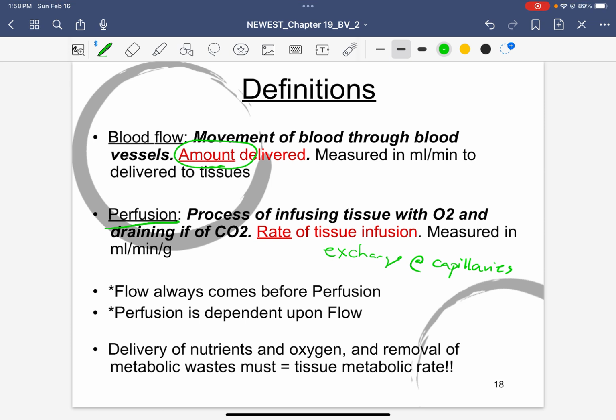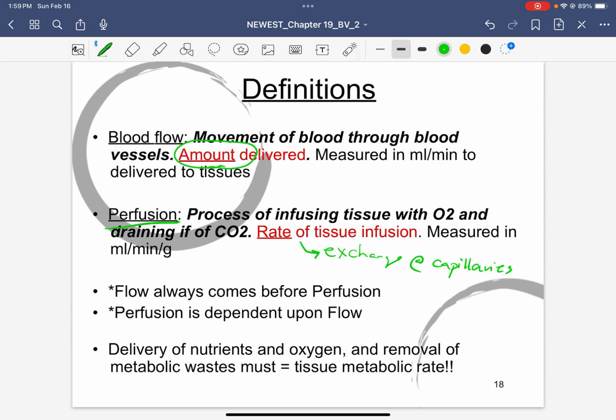Remember, the heart pumps out blood through arteries. The arteries take that blood to a tissue, let's say a muscle. And once we bring blood to the muscle, what do we have to do? We've got to exchange. What are we going to drop off to the muscle? Oxygen, glucose. What are we going to have to pick up from the muscle that's a waste product? Carbon dioxide. And those waste products will then return back to the heart from the veins. So when we talk about perfusion, it's the rate of exchange at capillaries.